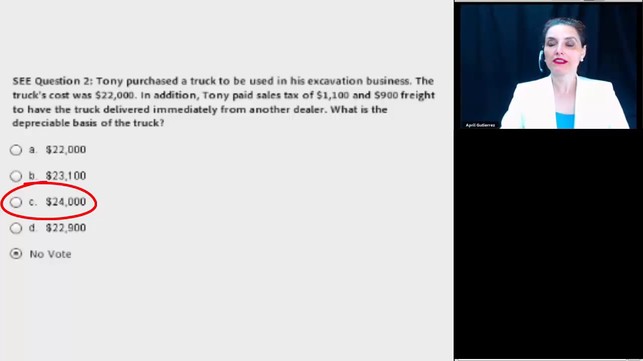Well, the depreciable basis of the truck is going to be what he paid for it, plus the delivery charge, plus the sales tax that he paid on it. All of that is lumped together and becomes his basis in that asset. And, of course, those expenses, 22 plus 1.1 plus 0.9, equal $24,000, which is why C is the correct answer.